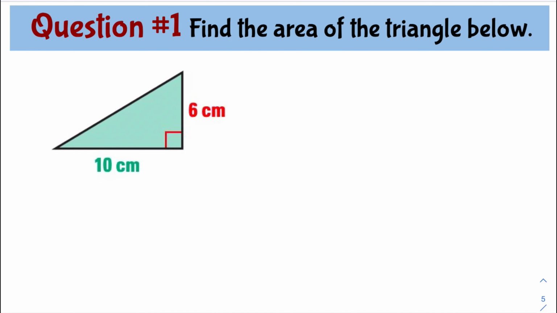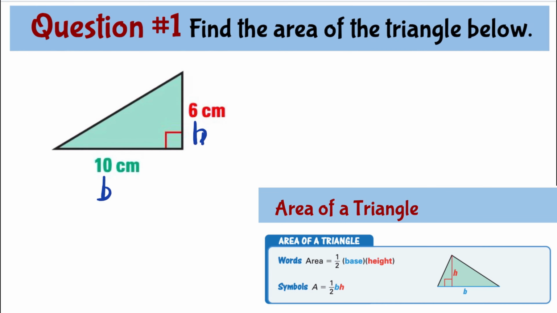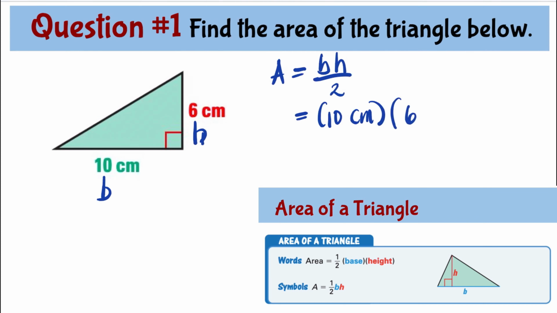Question number 1. Find the area of the triangle below. So for question number 1, we have a right triangle. So the base and the height are the legs of any right triangle. So here 10 is the base and 6 is the height. So using the formula area is equal to base times height divided by 2, we can just plug in the base. The base is 10 centimeters and the height is 6 centimeters and divide by 2.